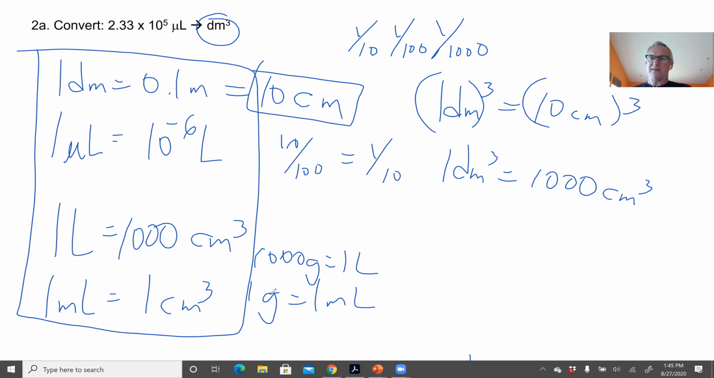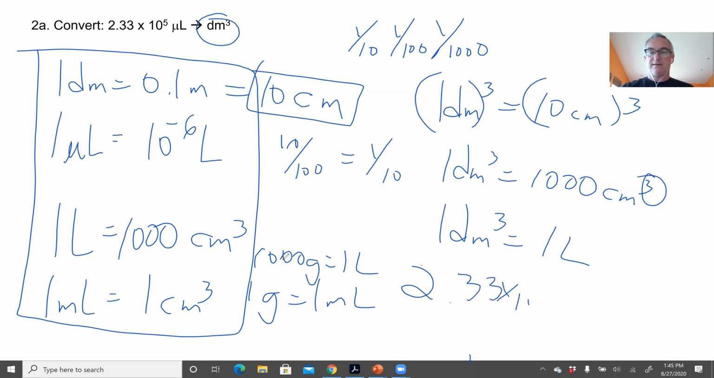And 1,000 cubic centimeters should look familiar. What volume? Remember, this is cubed, so this is a volume now. That's a liter. That's a liter, exactly. 1 decimeter cubed is equal to 1 liter. So what we've basically done is we've looked, this is what our conversion is. We want 2.33 times 10 to the 5th microliters, and we basically want to convert that to liters. That's what this really boils down to.